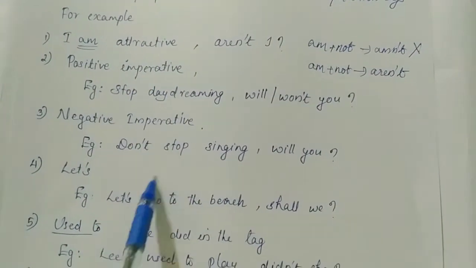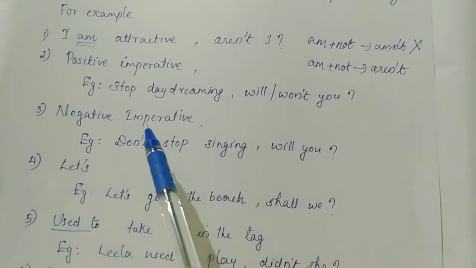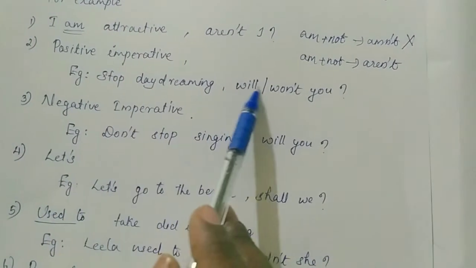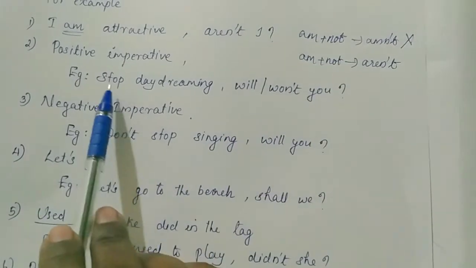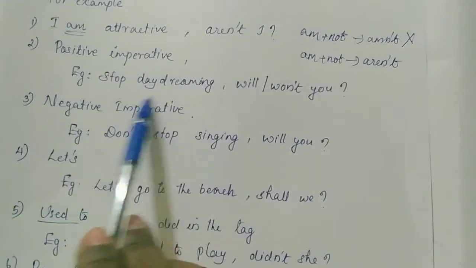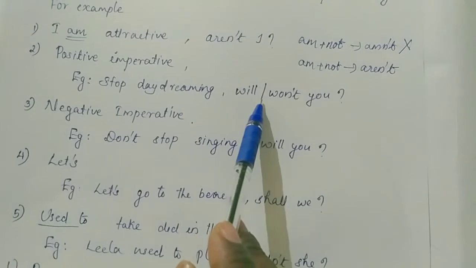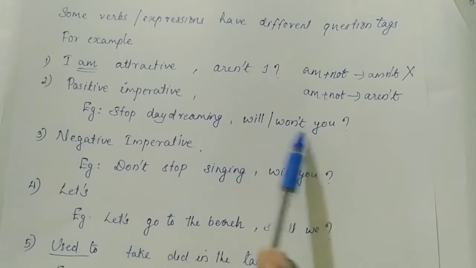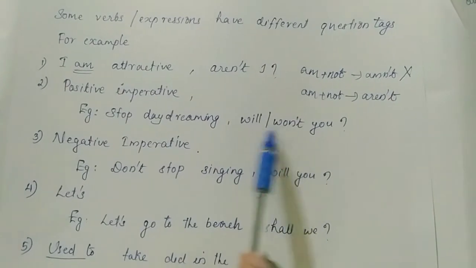Imperative sentence means order, advice. Okay, positive imperative, we will get this question tag: will or won't you. So, stop daydreaming. This is one imperative sentence and we can write will or won't you. Will you or won't you, both we can write, no problem.